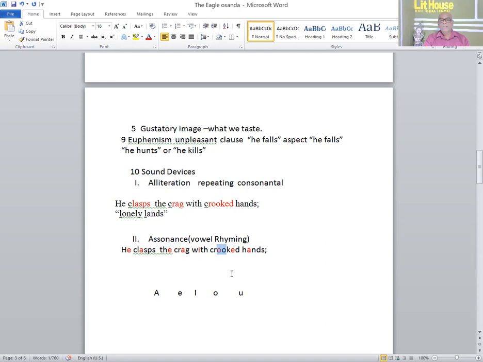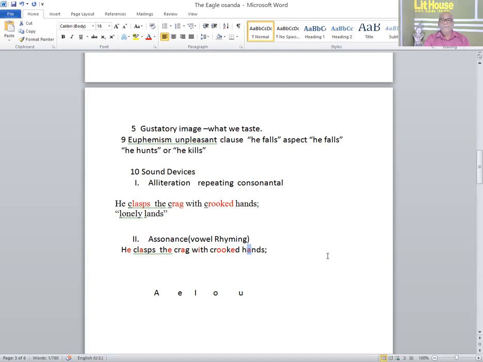O. What is the sound? Oo. What is the vowel letter here? E. What is the sound? Crooked, as you hear here. It is like the sound of this one. What is the vowel letter here? A. What is the sound? A.